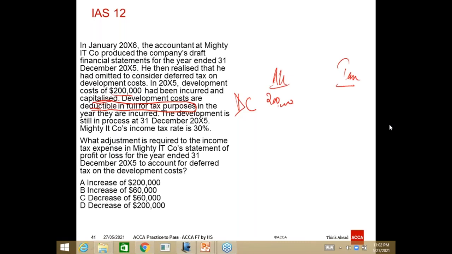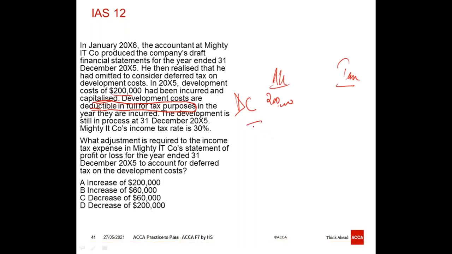JVs? What is JV? Journal vouchers? Journal vouchers are documents actually. You wanted to say journal entries. It's not JVs.